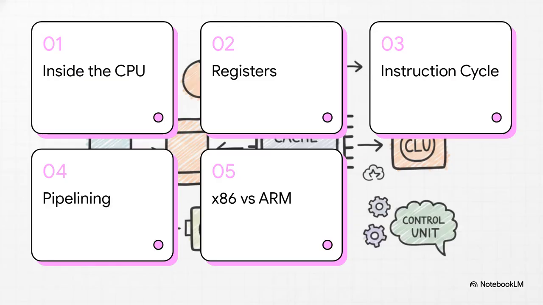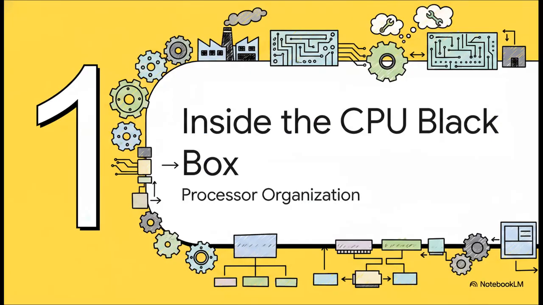So, here's our roadmap for today's factory tour. We'll start by cracking open the CPU black box. Then we'll look at registers, which are the CPU's own high-speed memory. After that, we'll map out the instruction cycle, explore the completely game-changing concept of pipelining, and finally look at two real-world megafactories, x86 and ARM. All right, let's jump right into Section 1, inside the CPU black box.